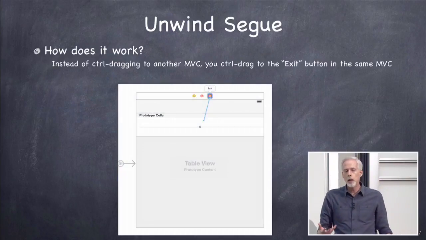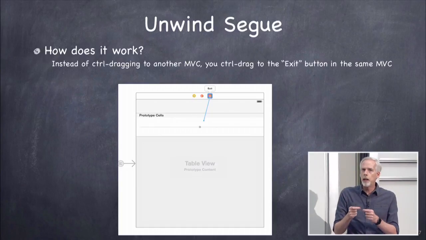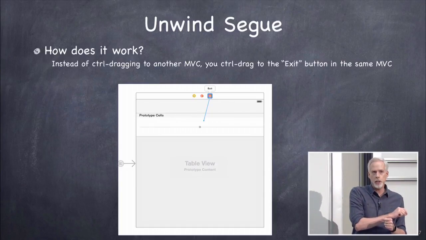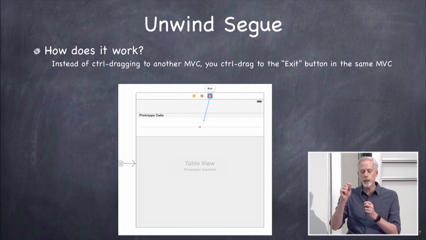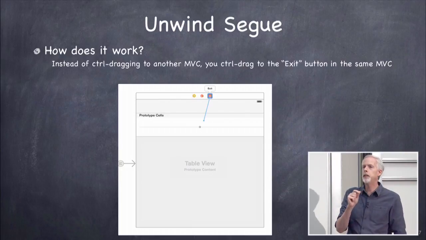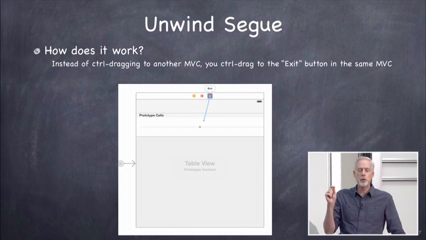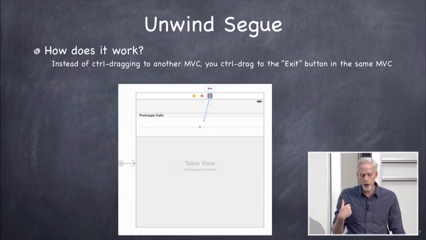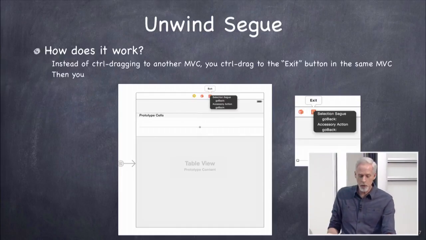How does it work? Well, you don't control drag from the button or whatever you want to do the unwind to the MVC you want. Instead, you're going to control drag to this little orange button at the top. You've probably seen this button and said, what is that thing? It has a tooltip that says exit. And indeed, that's what you do. When you control drag to this thing, you're creating a segue that is going to exit this MVC.